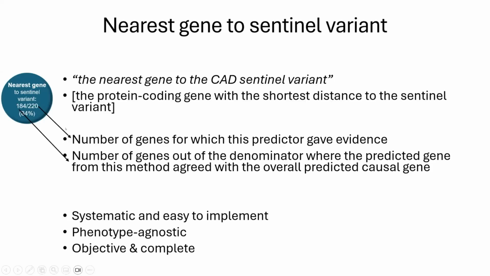So you see nearest gene here agreed with the answer 84%. Of course, this is slightly biased because it's including information from that predictor. But we thought this at least told you about the agreement of each with the winner.